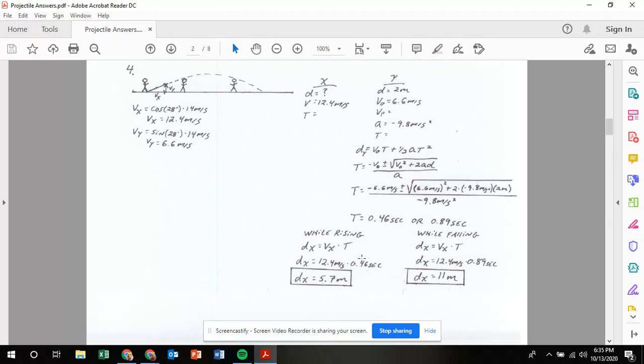While it's rising, 0.46 seconds, multiply that by the x velocity because d equals v times t. And we know that this first player would be 5.7 meters away from the ball when it's kicked. If I do that again when it's falling using the 0.89 seconds, d equals v times t, velocity is still 12.4, time 0.89, multiply them together for a displacement of 11 meters. So this player here, if this is when they had the ball, is 11 meters away from the ball when it's kicked.